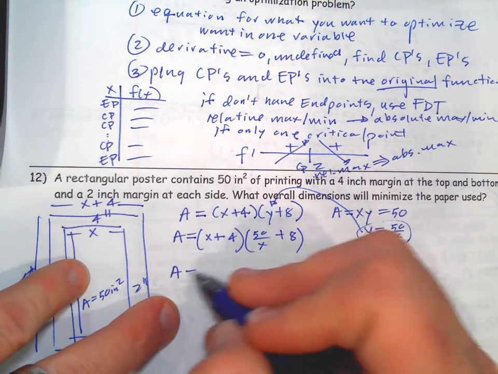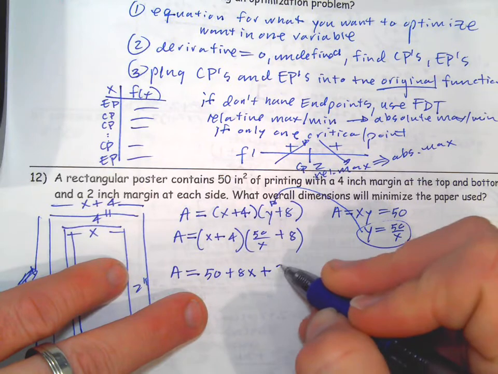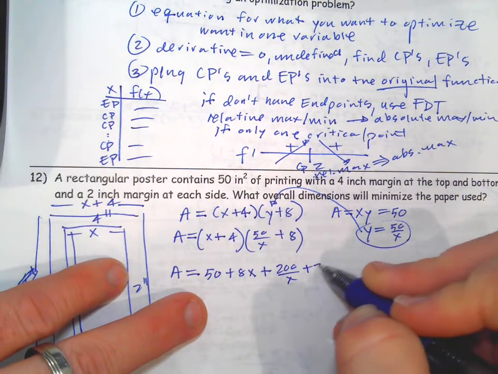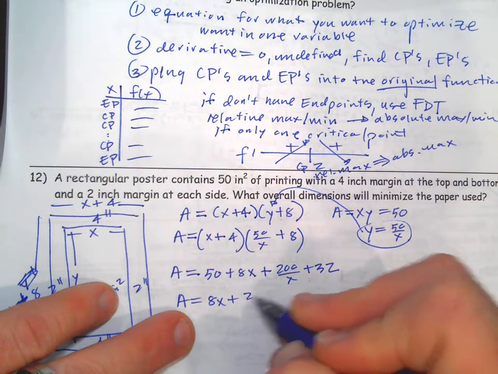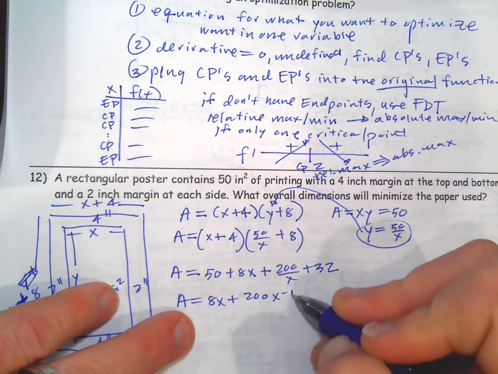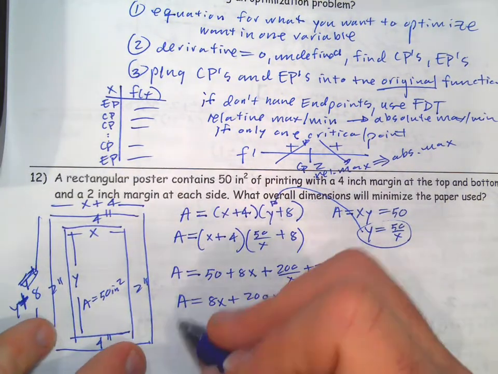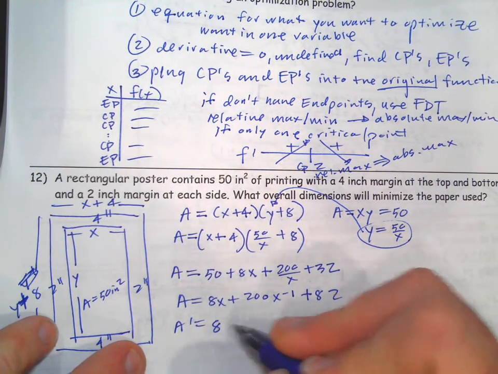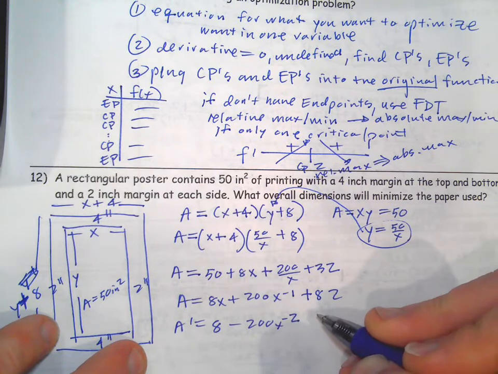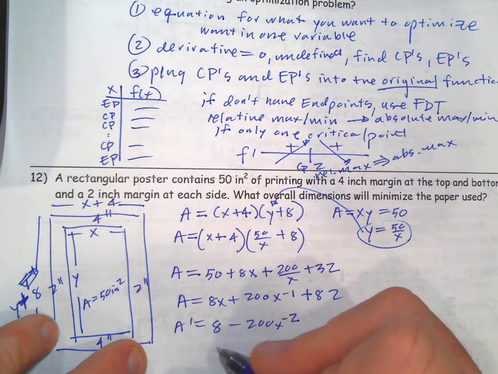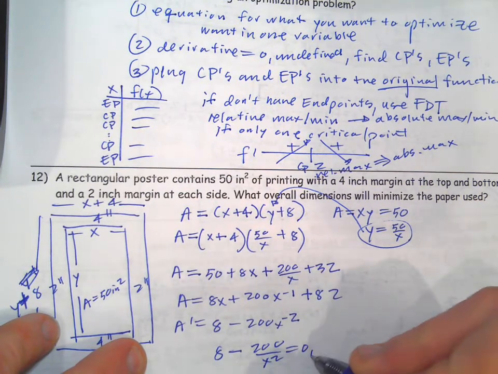It's probably good to go ahead and multiply this all out. 50 plus 8x plus 200 over x plus 32. We could simplify it: 8x plus 200 x to the negative 1, for derivative purposes. So there's our area formula. I'm going to take the derivative of it: 8 minus 200 x to the negative 2. And so then that's going to be 8 minus 200 over x squared equals 0, undefined.